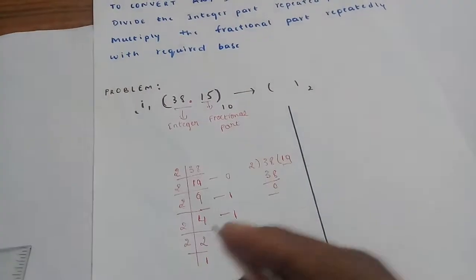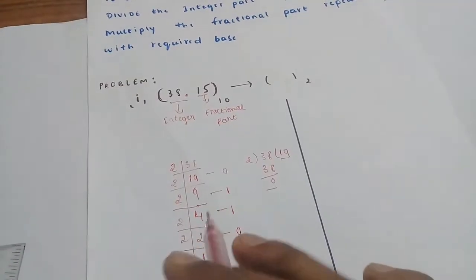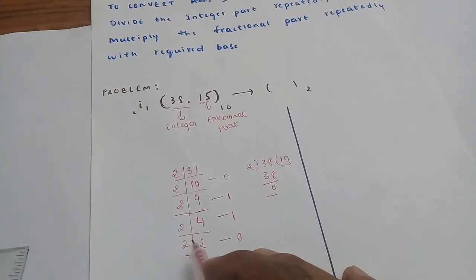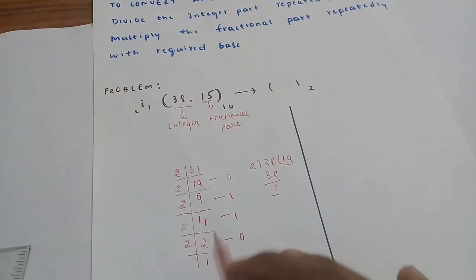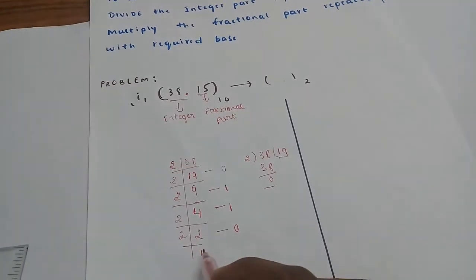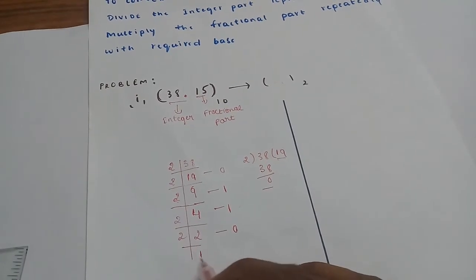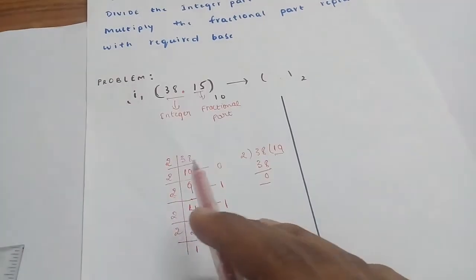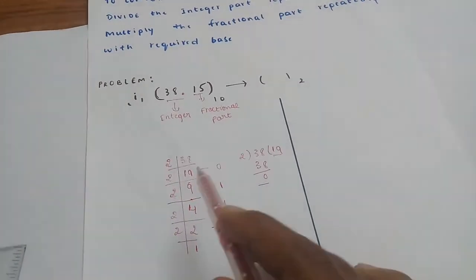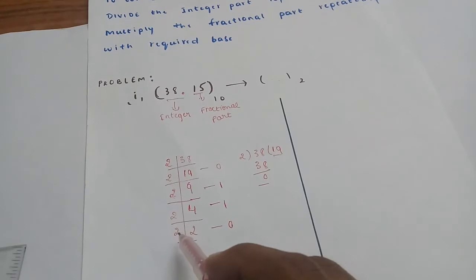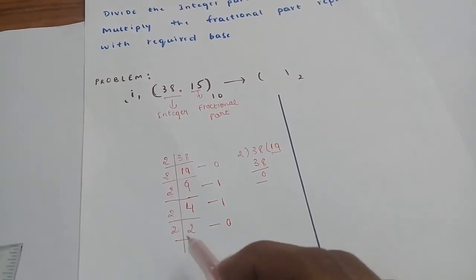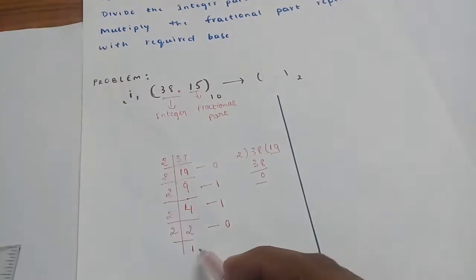When should we stop this division? We have to stop this division when the divisor 2 is greater than the dividend. When this dividend 38 becomes 19, 9, 4, 2 and 1, when it becomes less than the divisor, we have to stop the division and take this bit out.